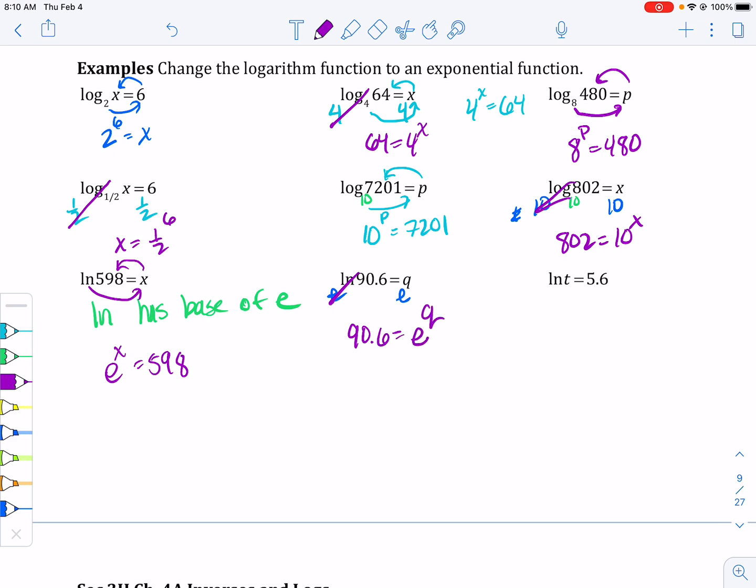Okay. Again, I don't care which way you do it, I just need you to be able to do it. So e, hop to the other side of 5.6, hop back, equals t. So that's how you switch from log to exponential form.